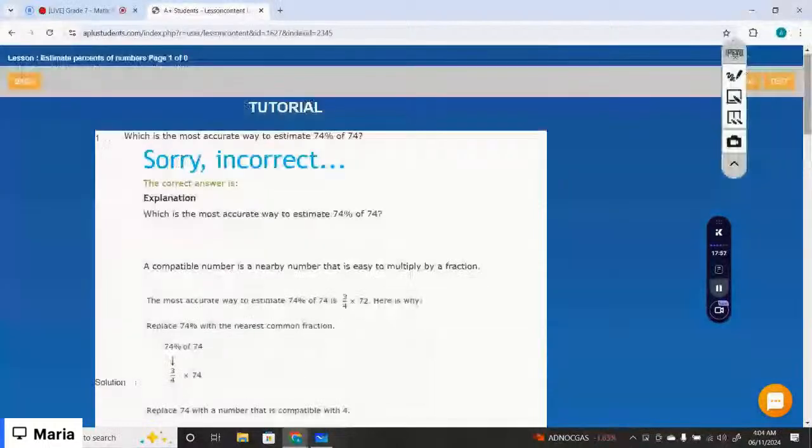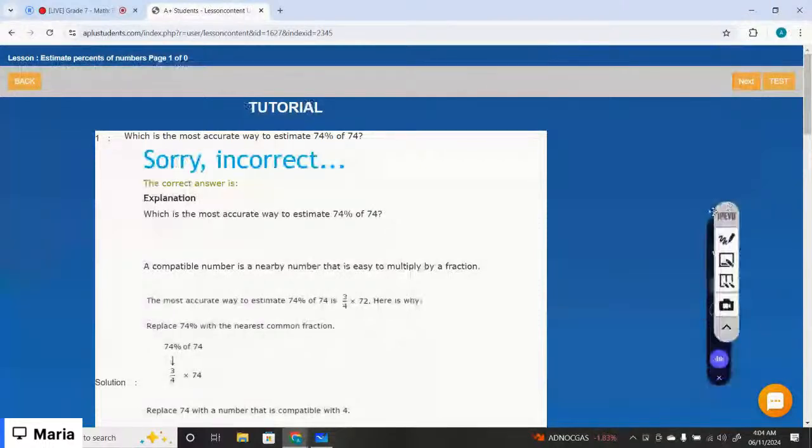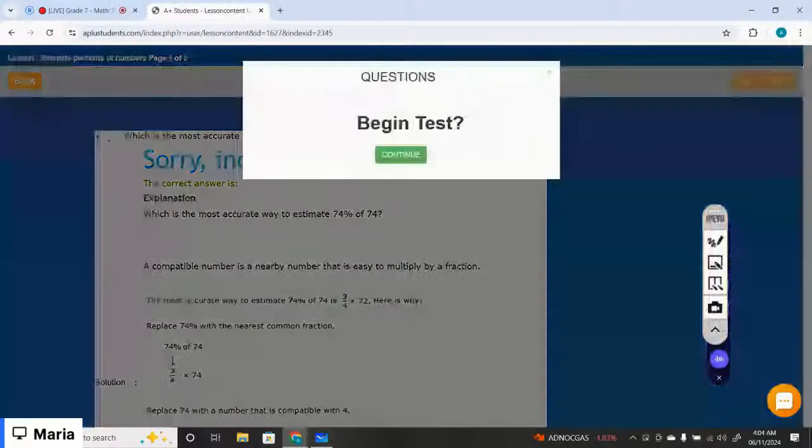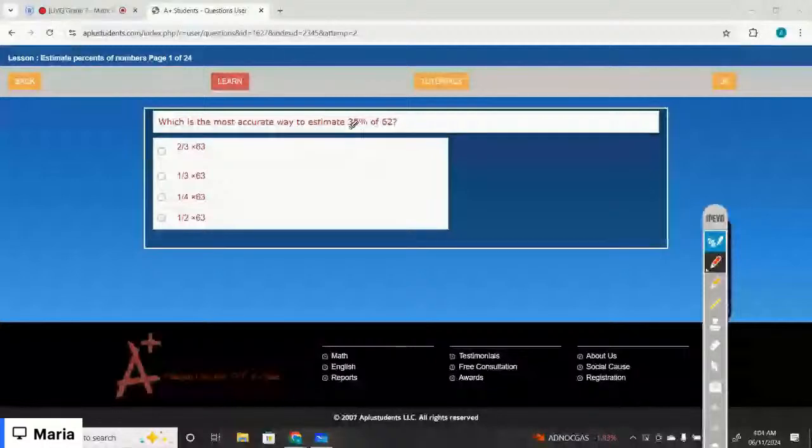Let's just start with the test question. Let's see how do we estimate the percents of number. Which is the most accurate way to estimate 35% of 62? You need to estimate 35% to the nearest fraction, right? So 35% is replaced by the nearest fraction that is 1 over 3, right?